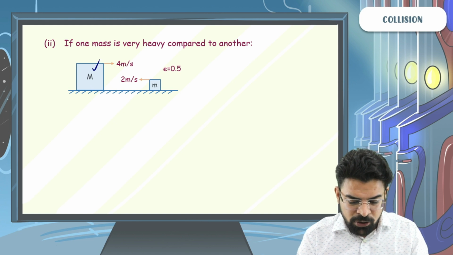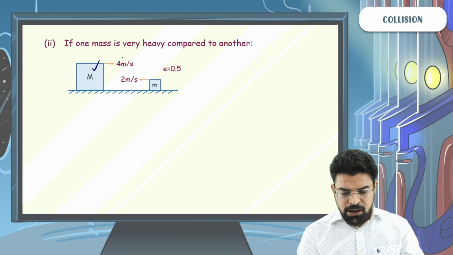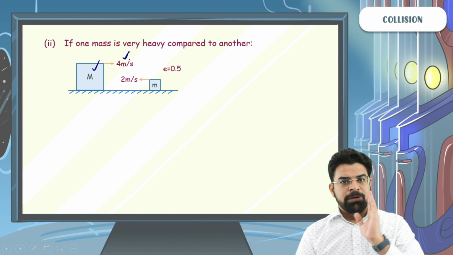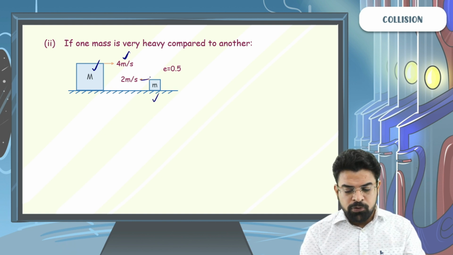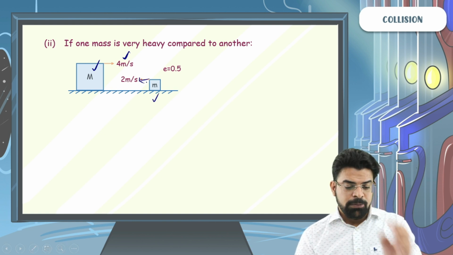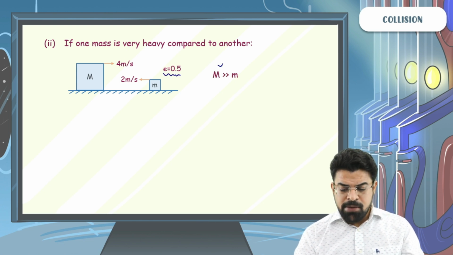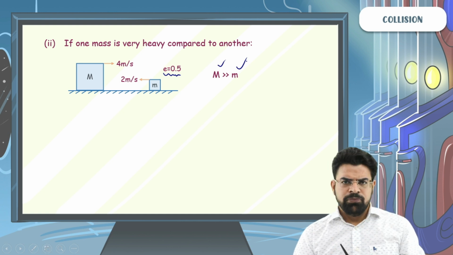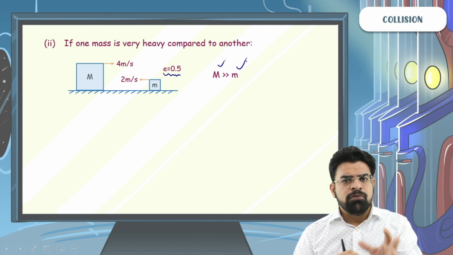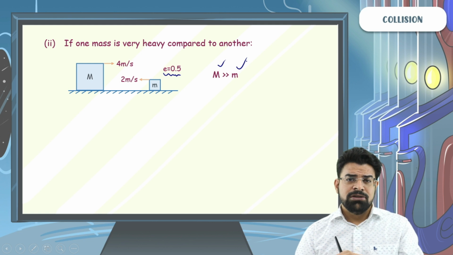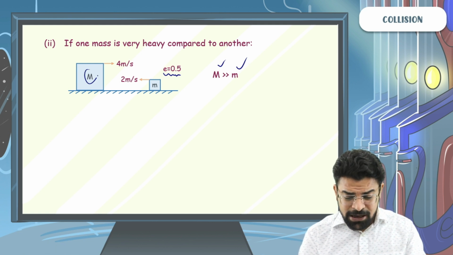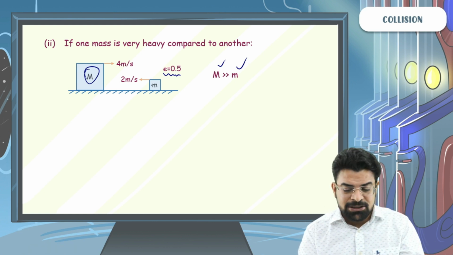Let's say we have a block of mass capital M moving towards the right with a speed of 4 meters per second, and a second block of mass small m moving towards the left with a speed of 2 meters per second. And the coefficient of restitution is 0.5. If capital M is way greater than small m, how will you find the velocity of both the blocks after the collision? So you will say, sir, this capital M is way heavier than this small m.